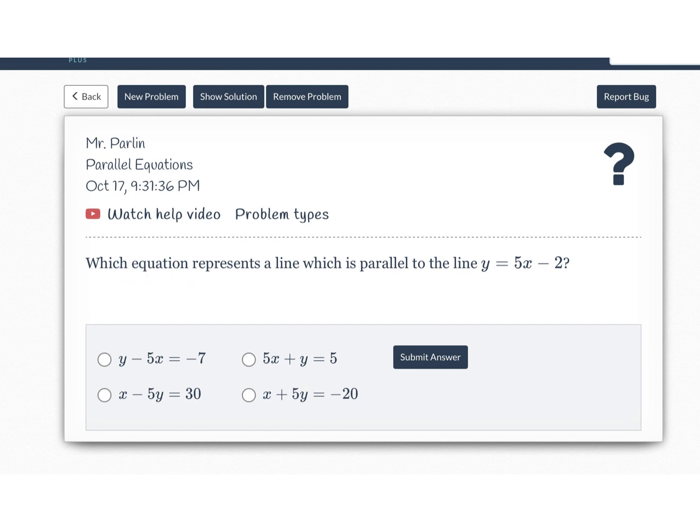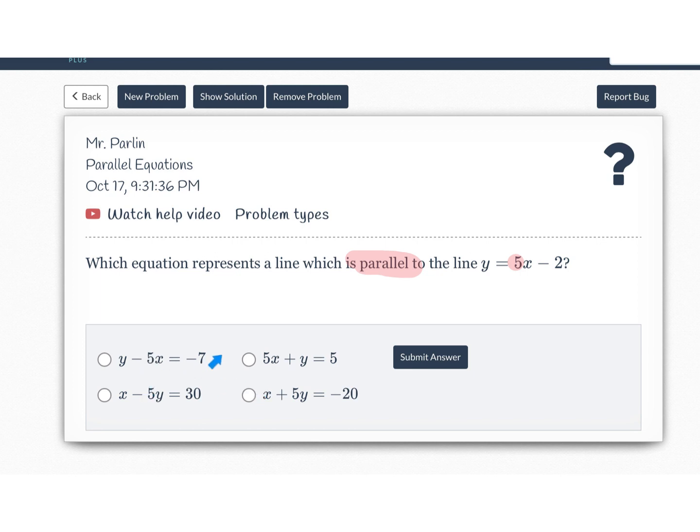Which equation, this is multiple choice, represents a line which is parallel to the line y equals 5x? Well, remember, when we hear the word parallel, we need to know that that means it has the same slope. Well, the slope of this one here is 5, because the equation is in y equals mx plus b form. So you're looking for one of these answers that also has a slope of 5.